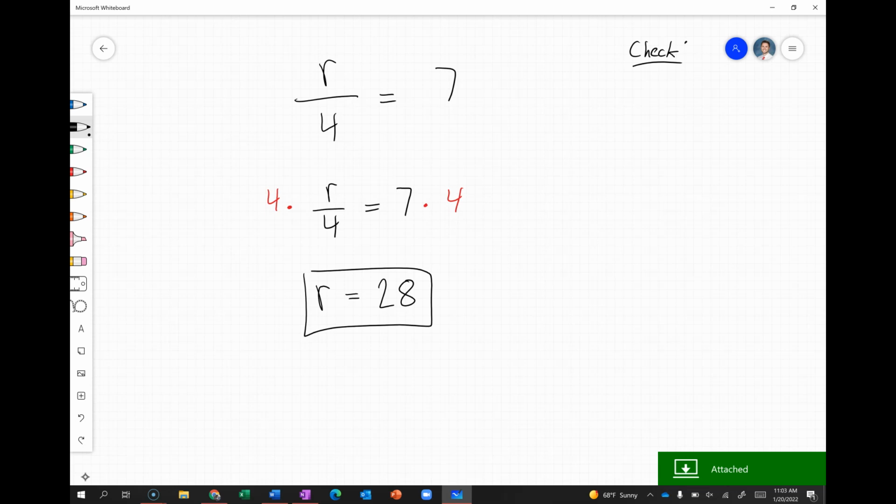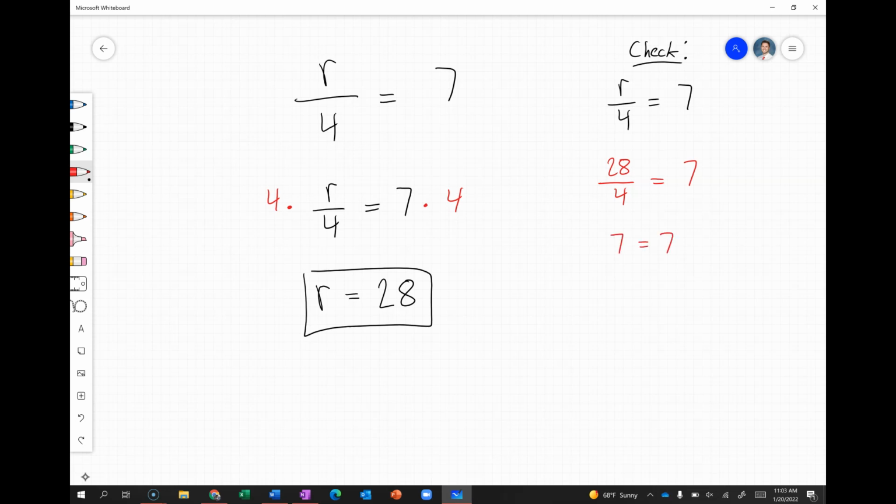Again, we write the original equation, r divided by 4 equals 7. Then we substitute the value that we found for r, which is 28. So 28 divided by 4 should be equal to 7. And 28 divided by 4 is 7. So I get 7 on the left and 7 on the right, so I know that I've done this correctly.